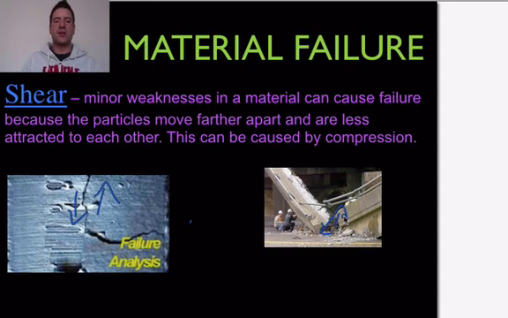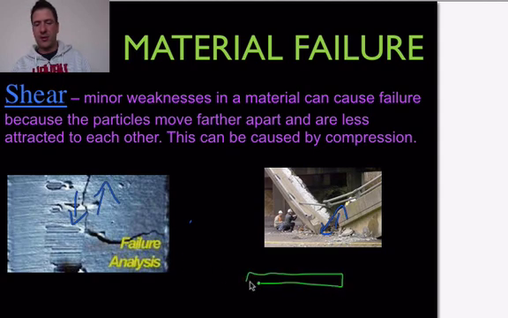It's minor weaknesses in the material that cause failure, because the particles move farther apart and are less attracted to one another. Think of it this way: if I were to hold hands with a person across from me in the desk and we tried to back up, eventually we would slip and fall backwards. Both of us, our structure would fail. And a lot of the shear force can be caused by compression. So if I had a bridge, for example, right here, and I just have a support here and a support here, and I have a car driving on it.